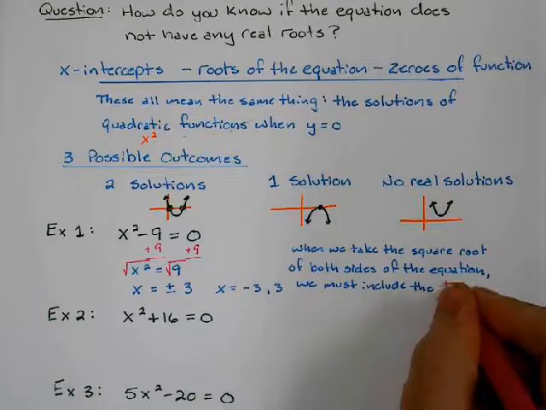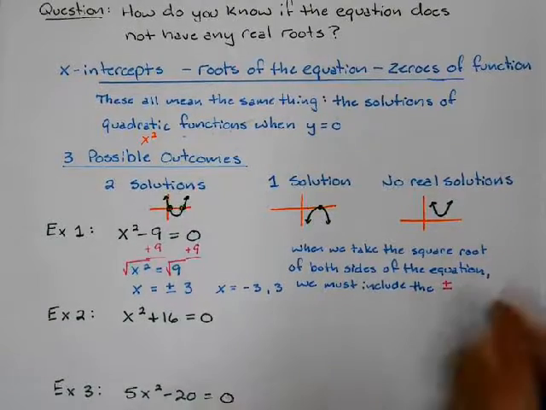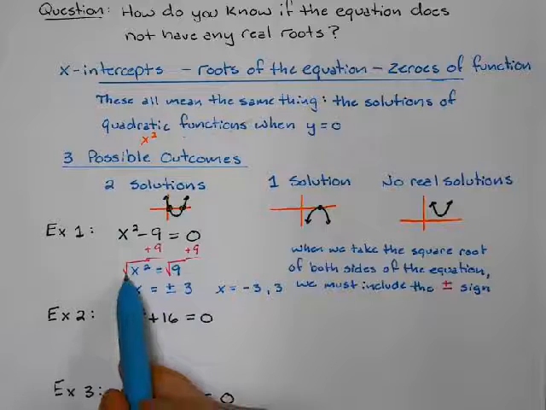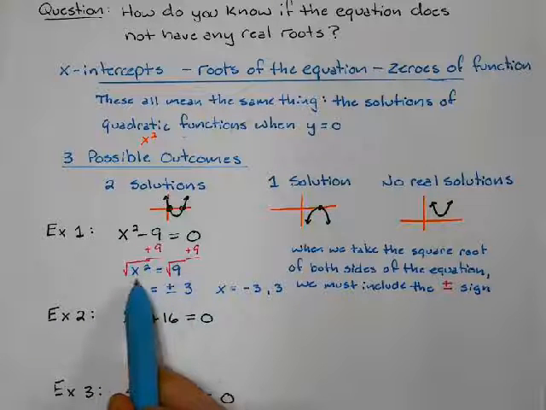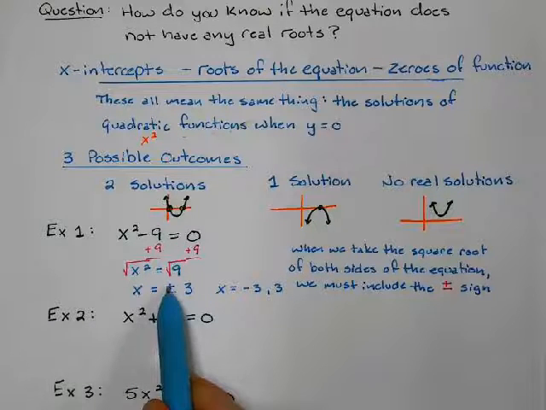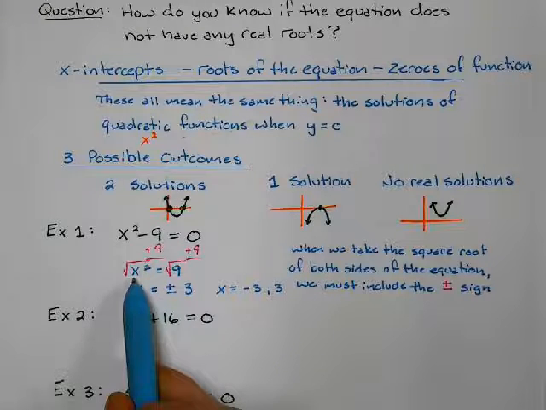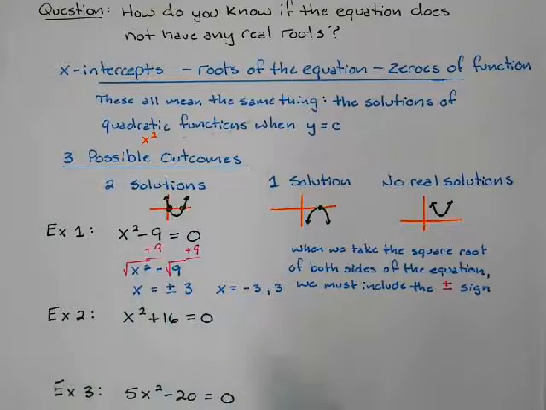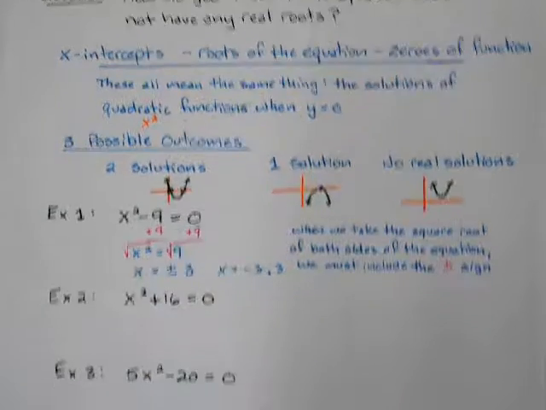Plus, minus. So anytime we do this, where we do the square root of both sides, we have to include plus or minus to show that there are two possibilities. Because 3 if you square it is 9, and -3 if you square it is 9. So it happens anytime you take the square root of both sides.